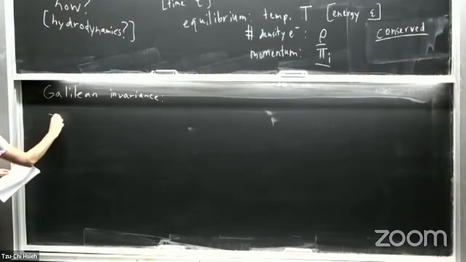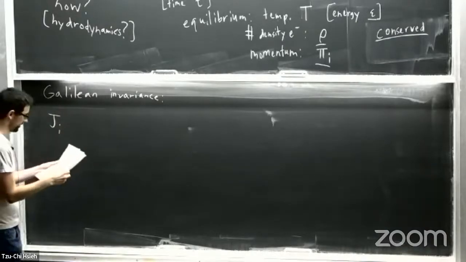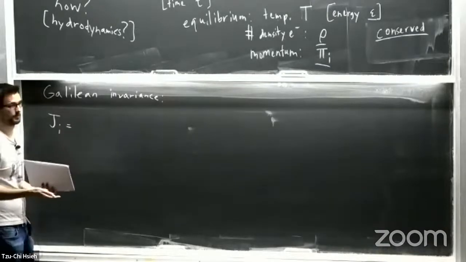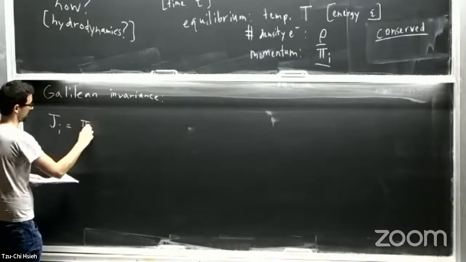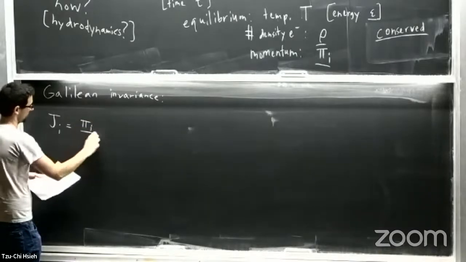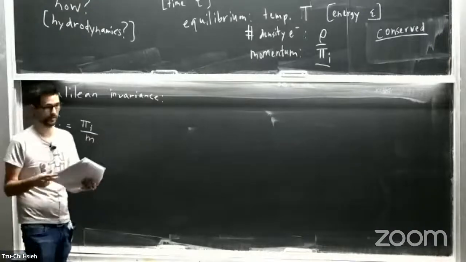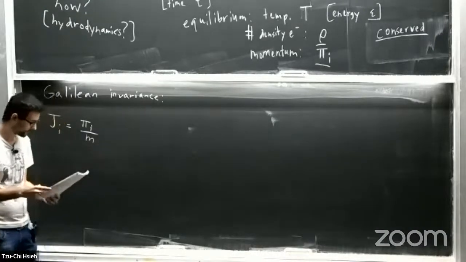And this turns out to be strongly constraining on the form of J and tau. So one finds in particular that the current J must be proportional to the momentum density pi. This turns out to be an exact statement. The constant prefactor, I'll call m. This is just the mass of my particles.